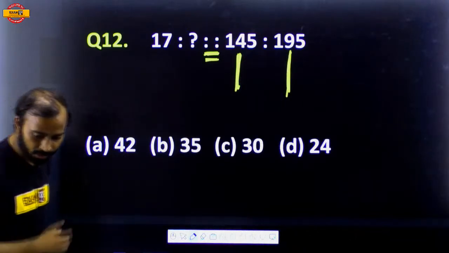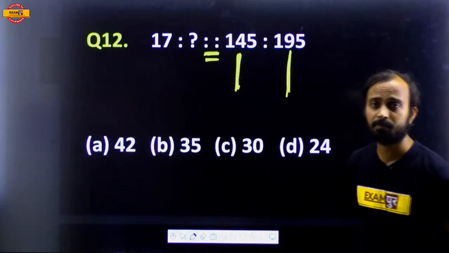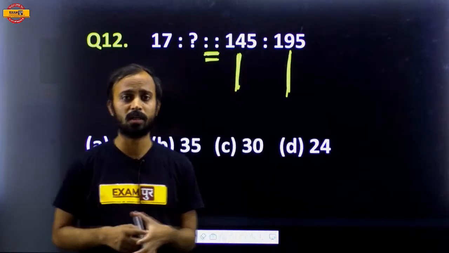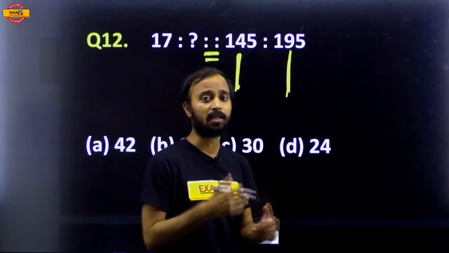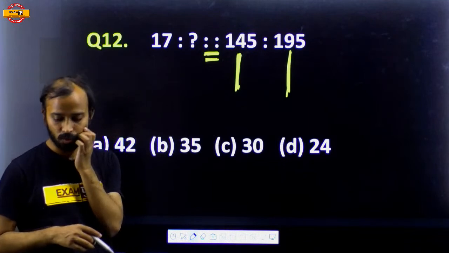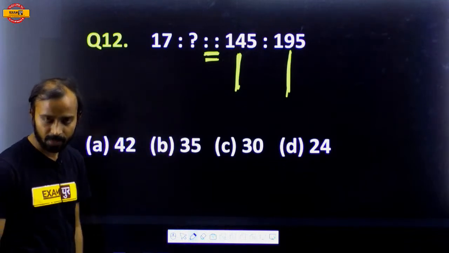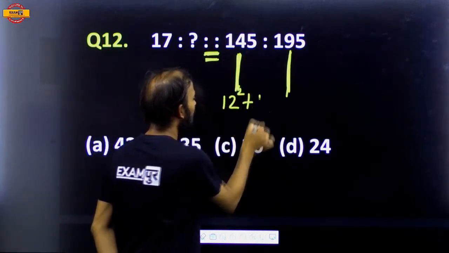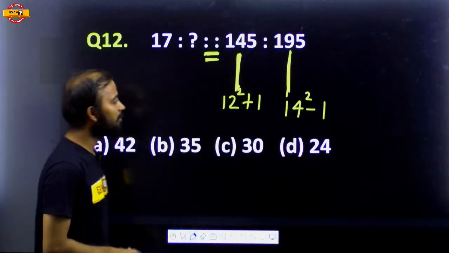Thank you Avi Gautam and thank you all of you. 145 and 195. Please remember, you will get it if you follow the series. So follow analytical reasoning and you will remember all the things. 145 is what exactly? 145 means 12 square plus 1. Yeah, 12 square plus 1. 145 can be represented as 12 square plus 1. And 195 means 14 square minus 1. And the gap plus 1.